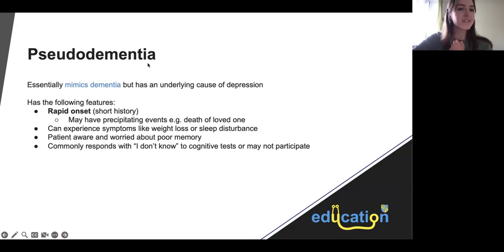Right, here's a slide on pseudodementia. I did talk about that in the context of reversible causes of cognitive impairment. It often happens in elderly patients where they've had some sort of precipitating event, for example the death of a loved one, and then that can often spiral quite quickly into this kind of dementia type picture. But you would then figure out through the history that this might actually not be a true dementia.